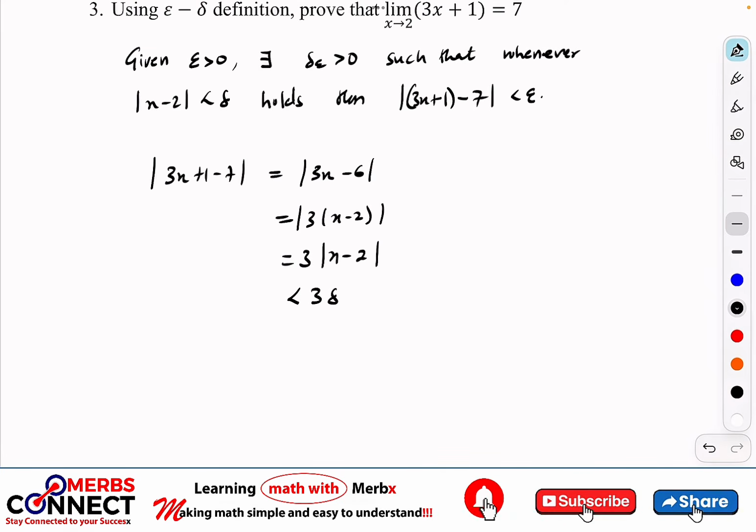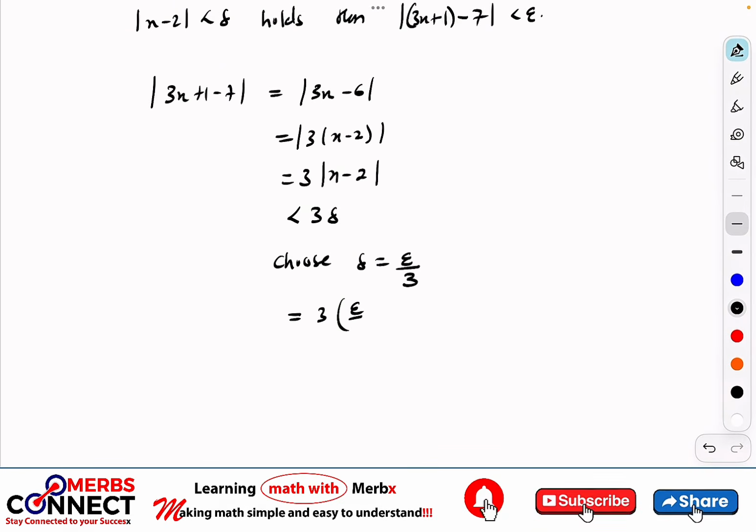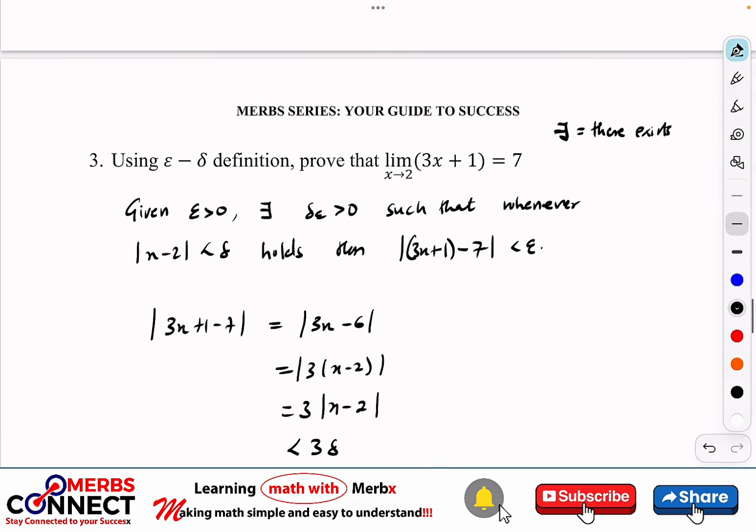So here our choice is just going to be, you can just choose delta to be equal to epsilon divided by the coefficient of delta, which is 3. So this is going to be 3 times epsilon over 3, which is equal to epsilon. So this is very short.